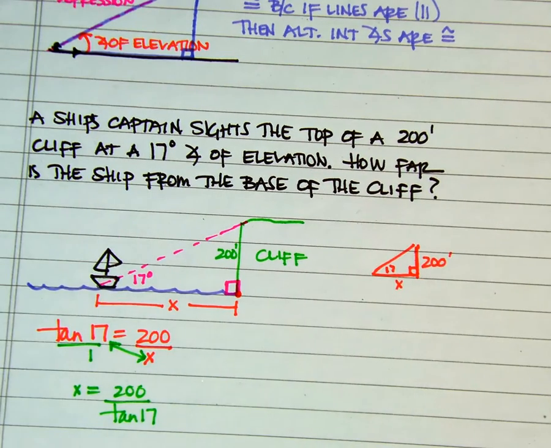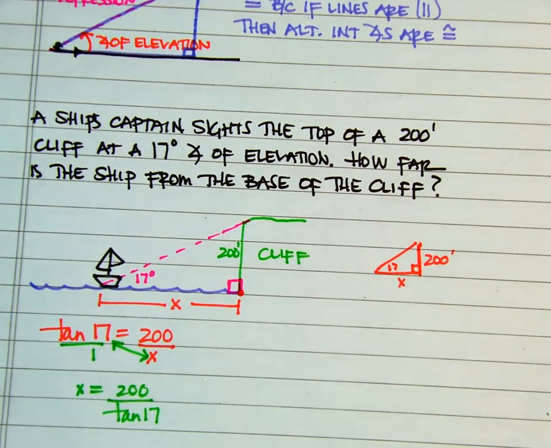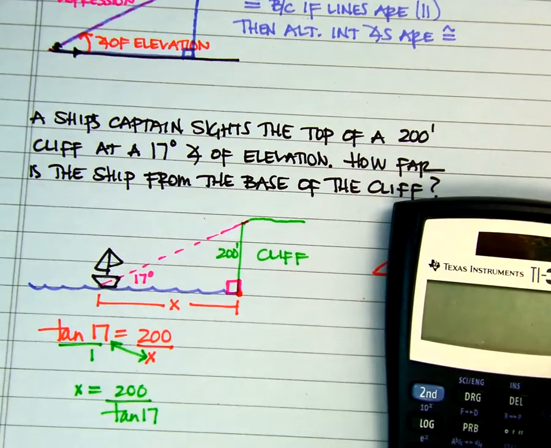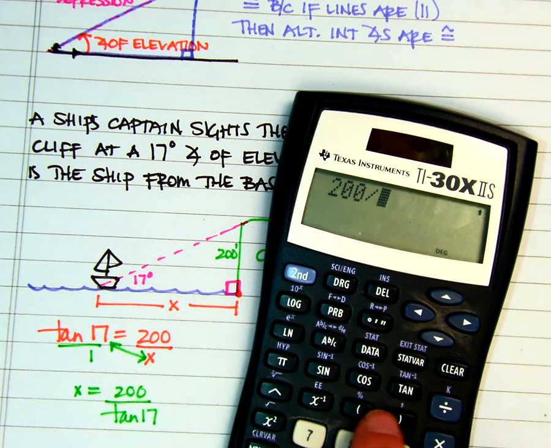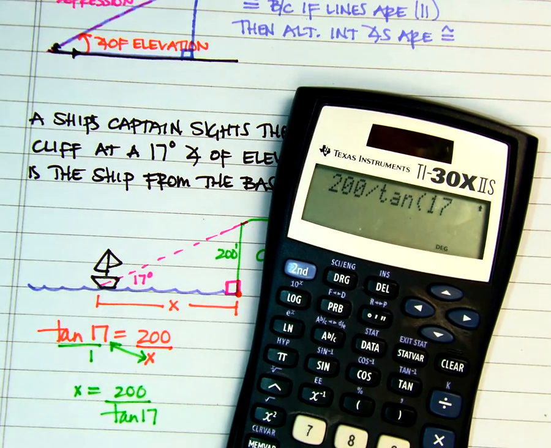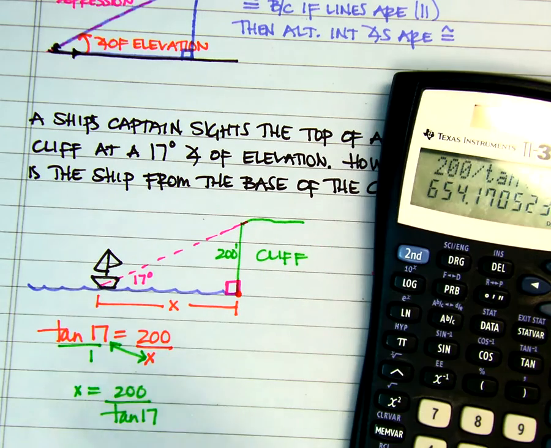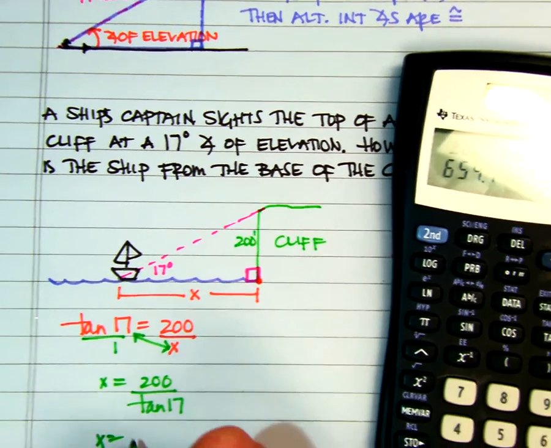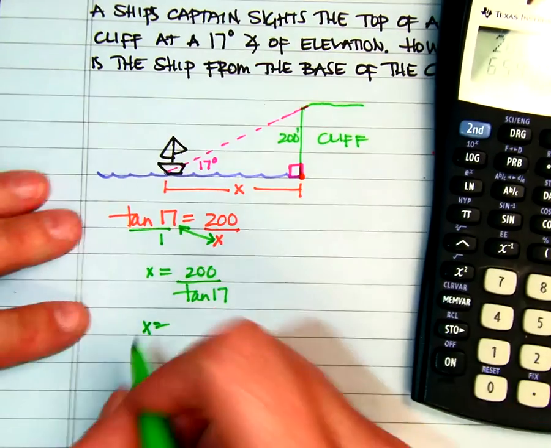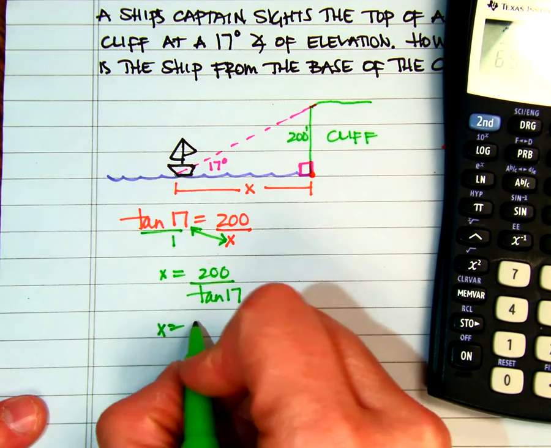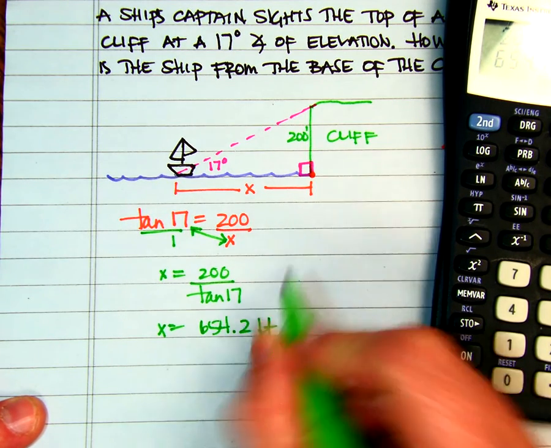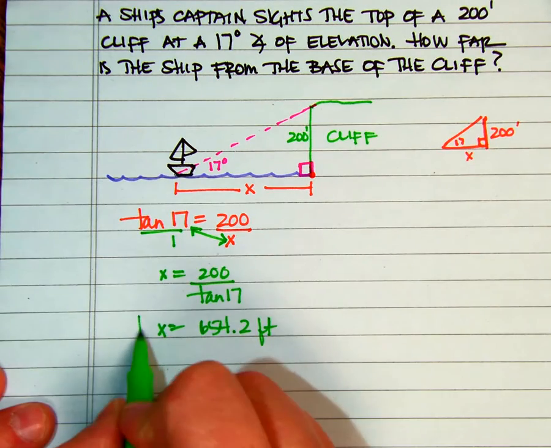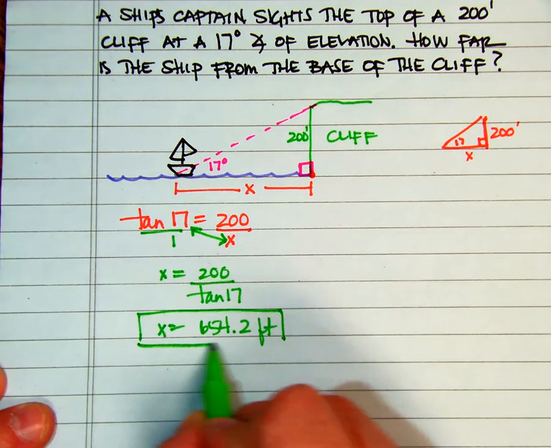So I'm going to type that in my calculator. Actually, I'll get one of your calculators. This is what you're used to. 200 divided by the tangent of 17. And you get X to be about 654.2 feet.